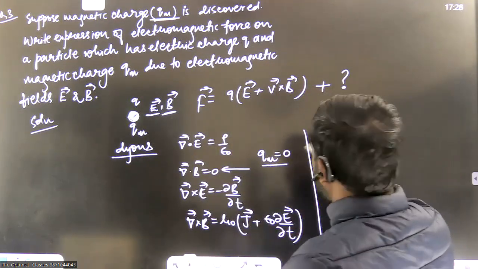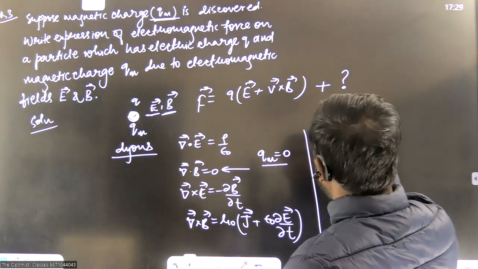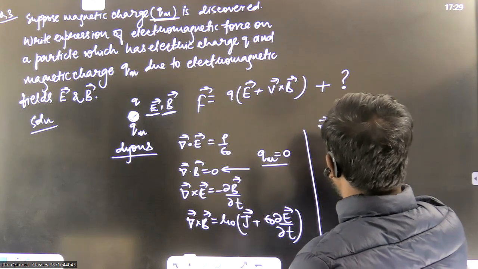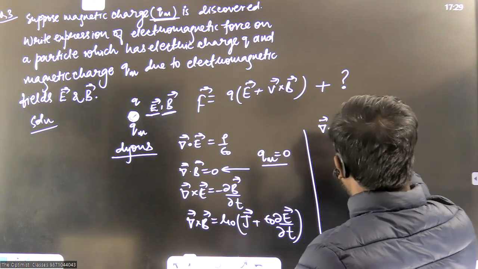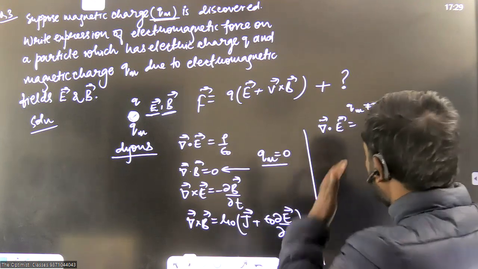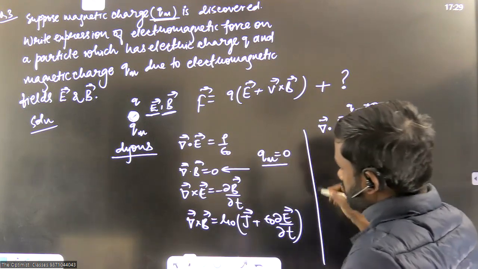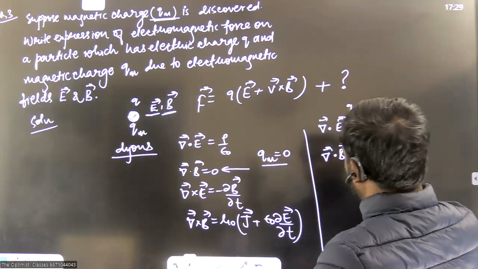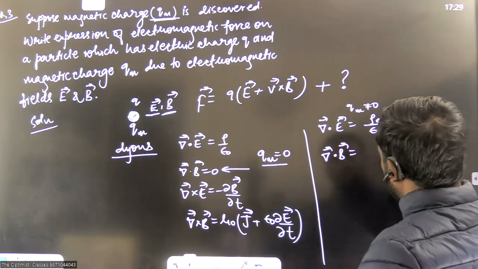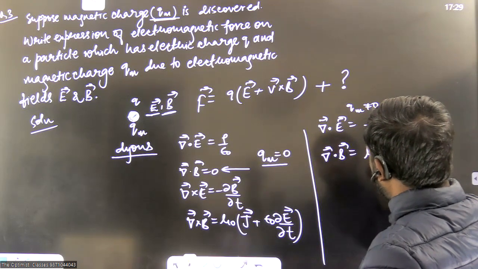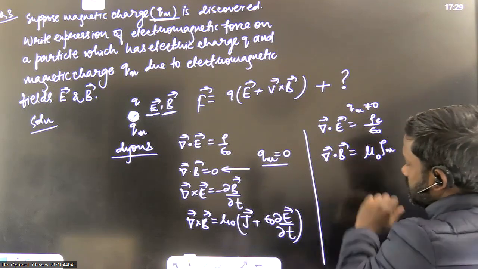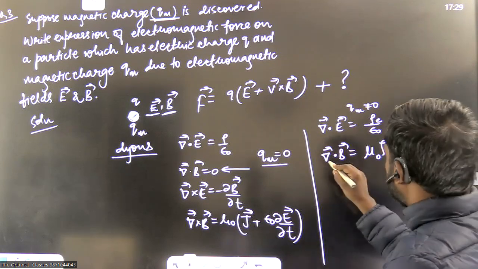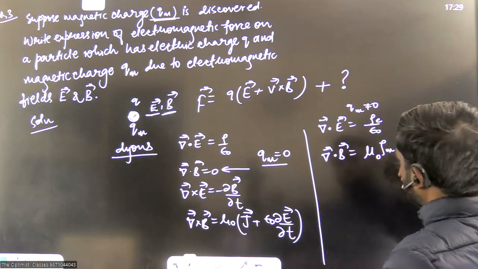Now if a magnetic monopole exists, in that case, if Qm is not zero, Maxwell's equations are modified like this: del dot E becomes rho by epsilon naught. Here we write rho E so that we understand this is electric charge density. Now del dot B is equal to, in analogy with this equation, rho M multiplied by mu naught. This factor just balances the dimension. So del dot B is equal to mu naught into rho M.